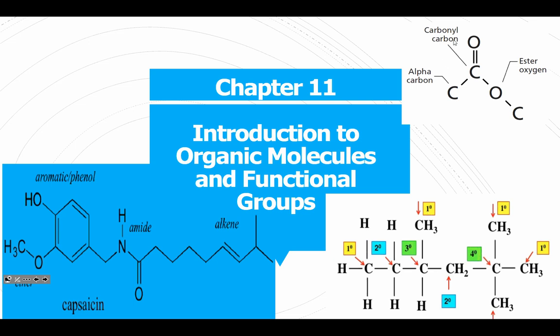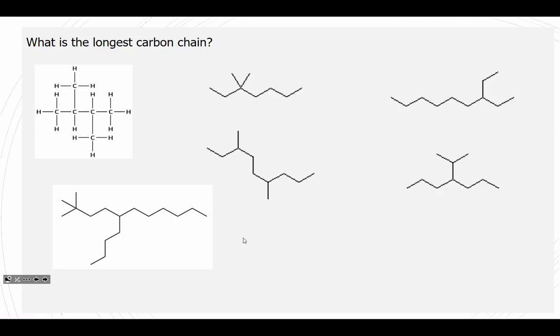Pretty easy. You need to be able to recognize parts, like this is a carbonyl, this is an ester oxygen group. This over here is an alcohol. This is an ether right here. This is an amide right here. This is an alkene. You need to be able to navigate all of them.